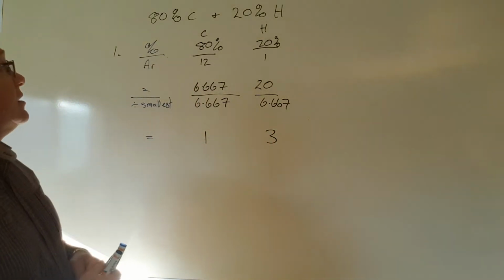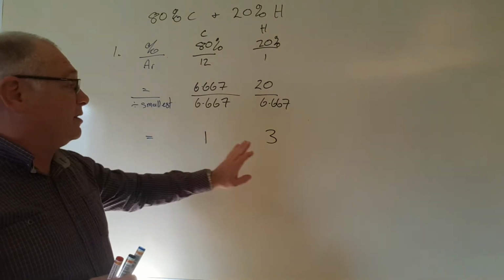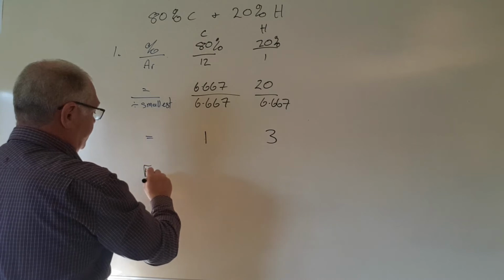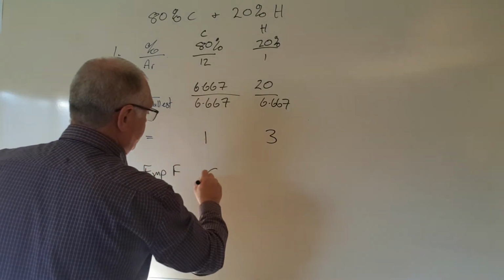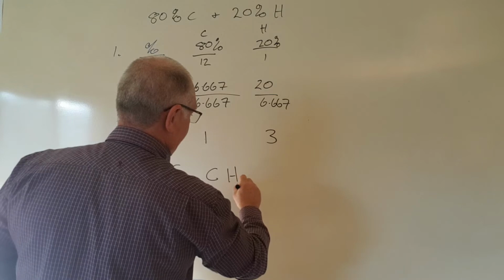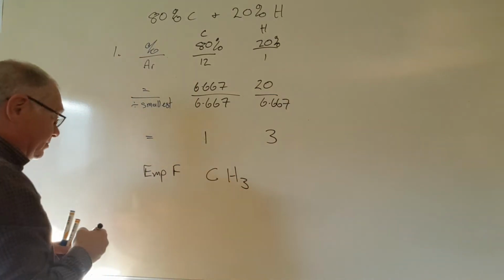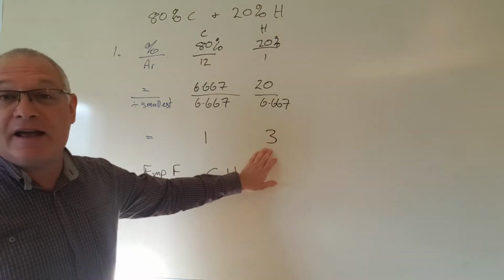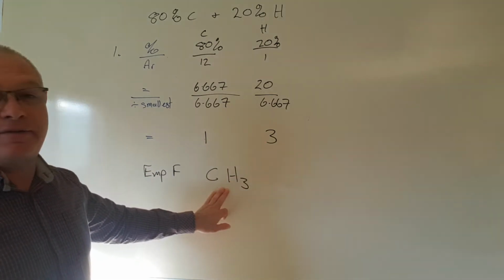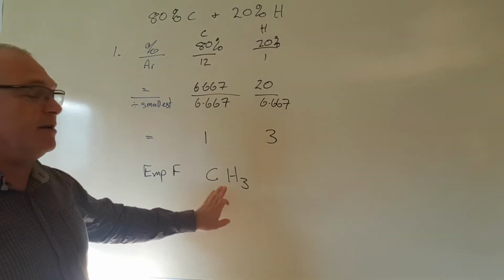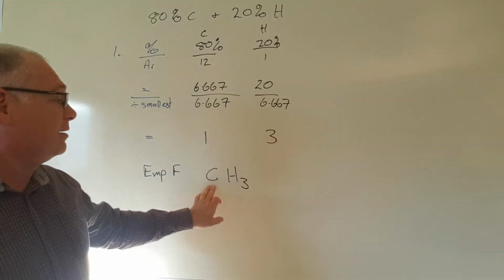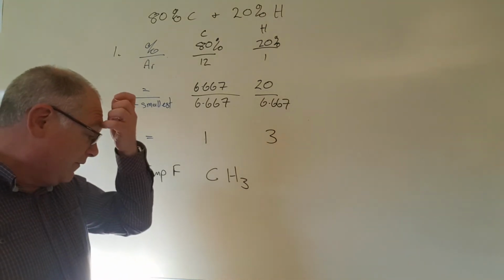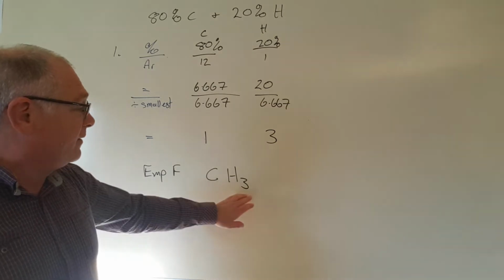So this means that for every 1 carbon we have 3 hydrogens, and so the empirical formula will be CH3. Many people, when they work out the empirical formula, simply leave it at the ratio and they don't go to the final step of actually writing down the empirical formula, which has the elements and the numbers in there. You must finish off with the empirical formula at the end.